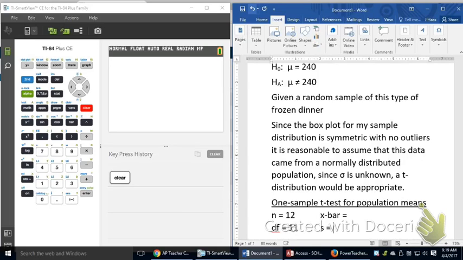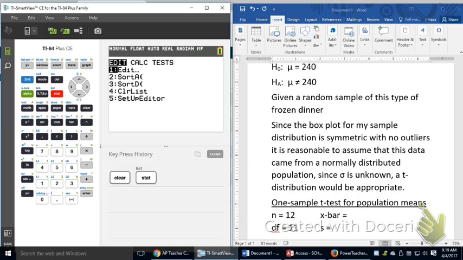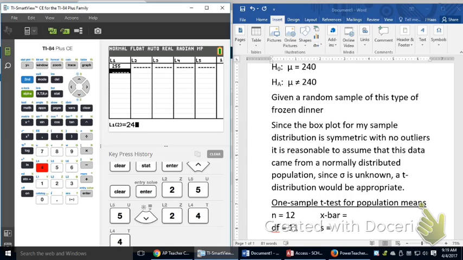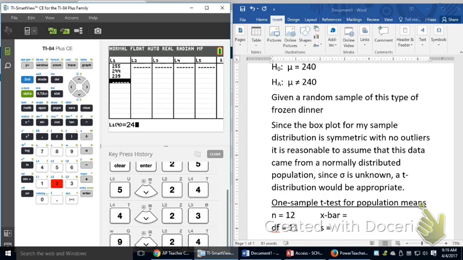Now this is not given to me in the problem, so I'm going to have to reach for my calculator and put this data in. So I'm going to go to Stat Edit. If I already have data in L1, which I do, I'm going to clear it out, and then I'm going to type in my new data into L1. So 255, 244, 239, and so on.